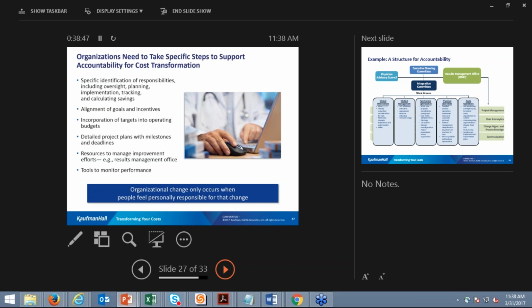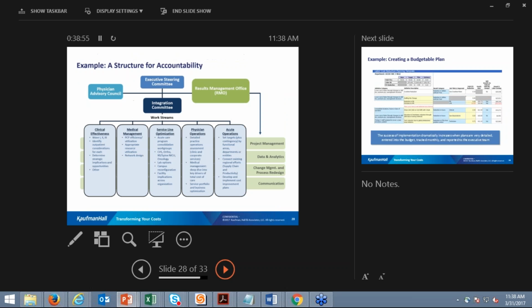So you can see some specifics on the screen that I won't get into, but it is that culture of accountability that helps organizations transform themselves. This is the structure I kind of alluded to at a high level a few minutes ago, but this is really the type of accountability that we're talking about.